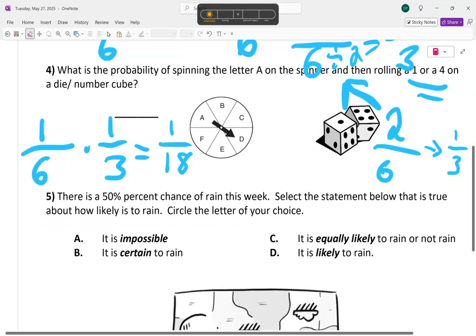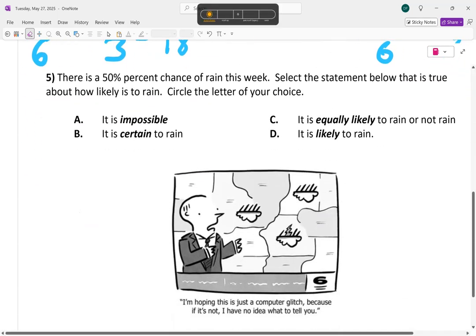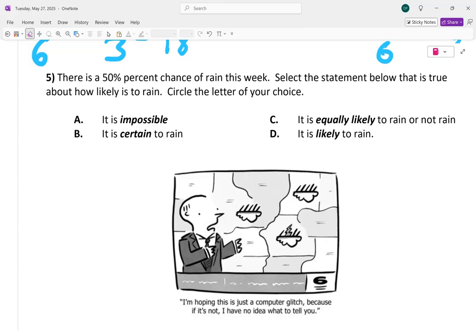Oh, wait, and you're doing number 5, too. You want to read it, or do you want me to read it? You can read it. There is a 50% chance of rain. Select the statement below that is true. So we're looking for the best answer, right? So what do you think, Spider-Man? C. I agree. Equally likely means 50% chance it will, 50% chance it won't.